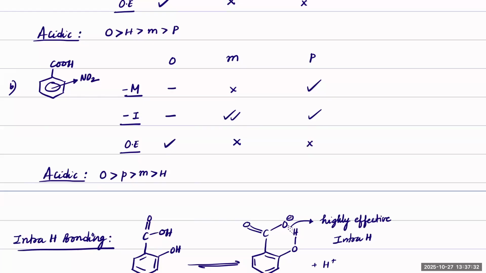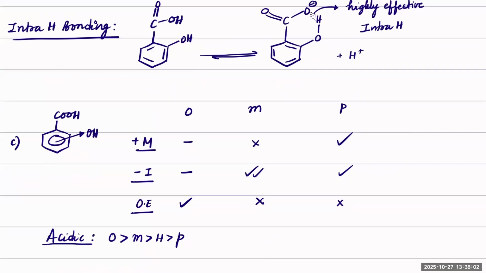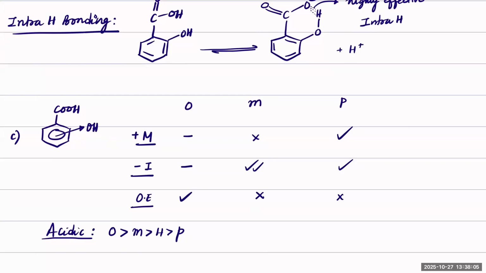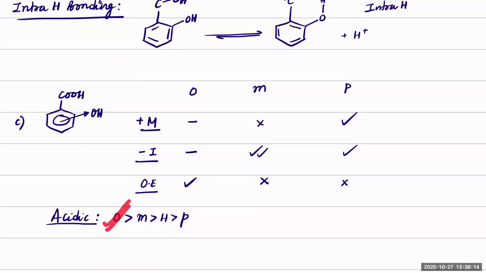Clear? Right. See, even if you have something like OH at the ortho position, it is not giving any steric hindrance, but it is giving hydrogen bonding after removal of this H plus. You remove the H plus, now you'll get hydrogen bonding here, and that hydrogen bonding is highly effective. So you will notice intra H bonding happening here. Because of this intra H bonding at the ortho position, you will also call that an ortho effect. So due to the ortho effect, it is most acidic, then meta, then hydrogen, then para.